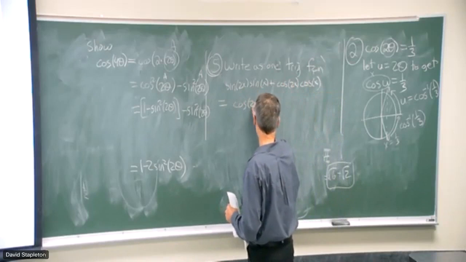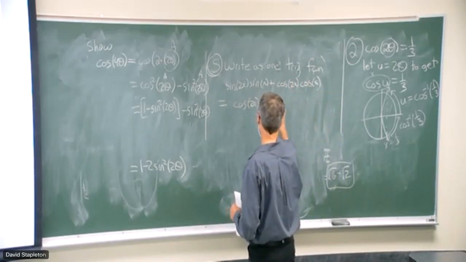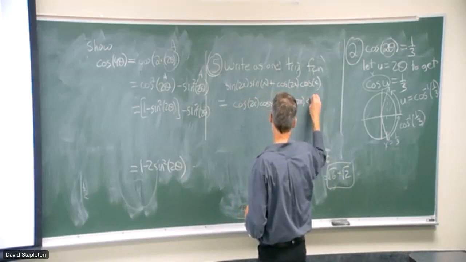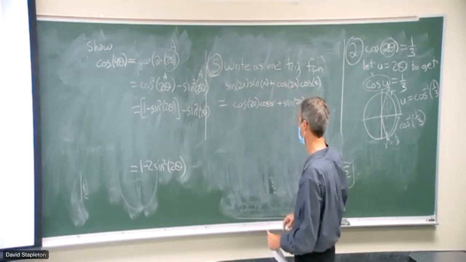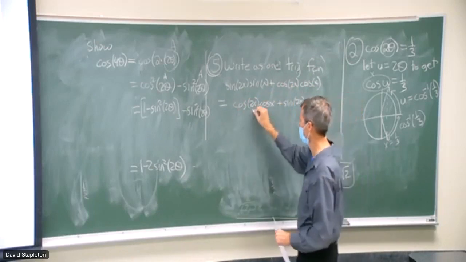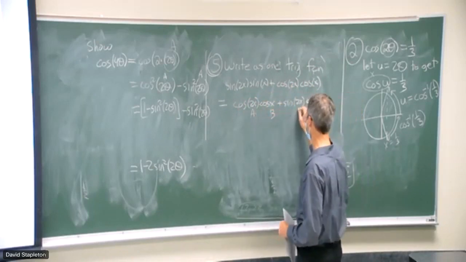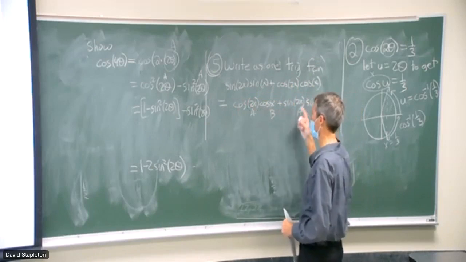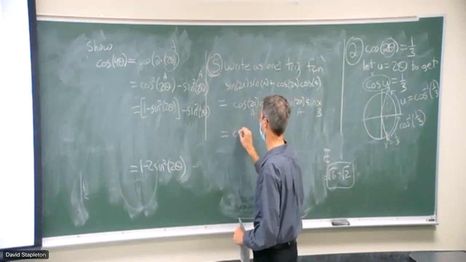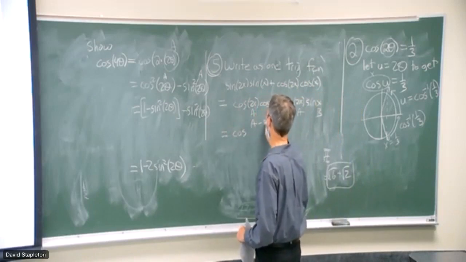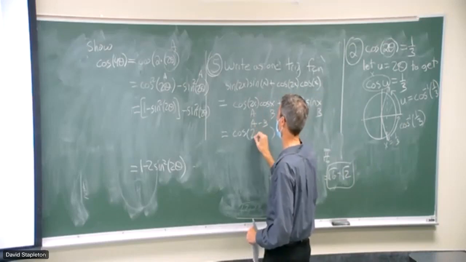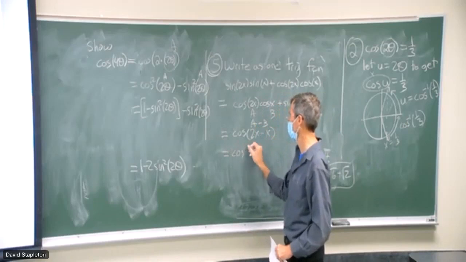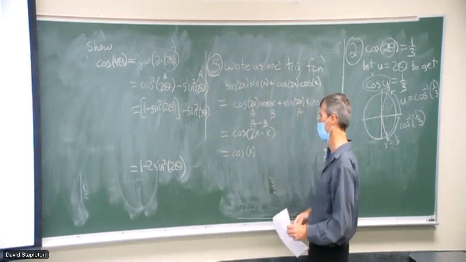Cosine 2x cosine x plus sine 2x sine x. I'll change the order of addition. And now it's cosine A cosine B plus sine A sine B. Oh, that's the cosine of A minus B. Right? That was the identity, where A is 2x and B is x. Oh, this is just cosine x. So that was all a fancy expression for cosine x.